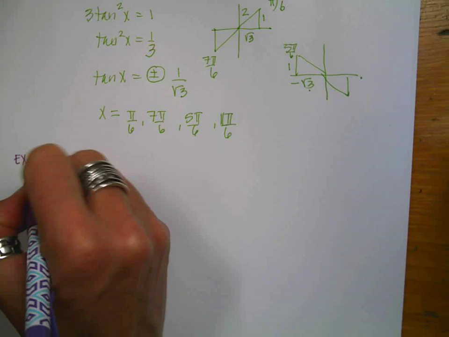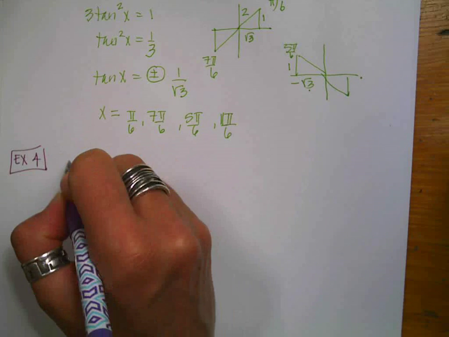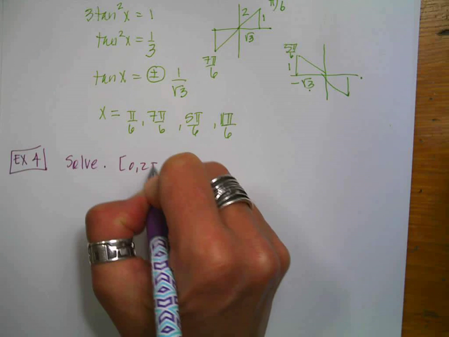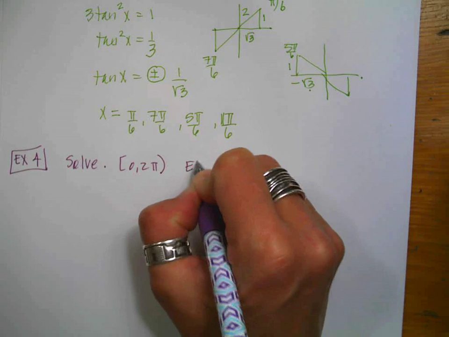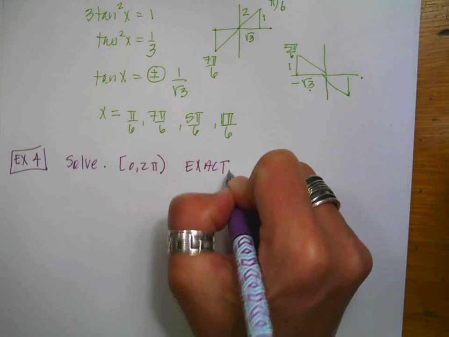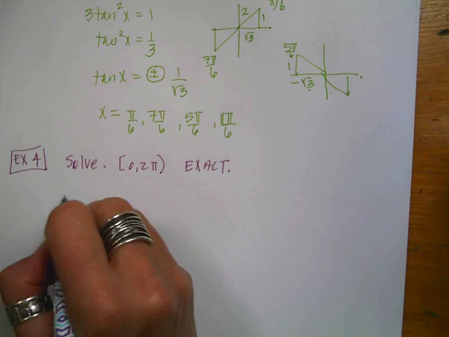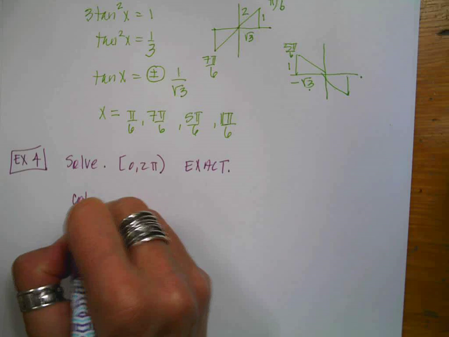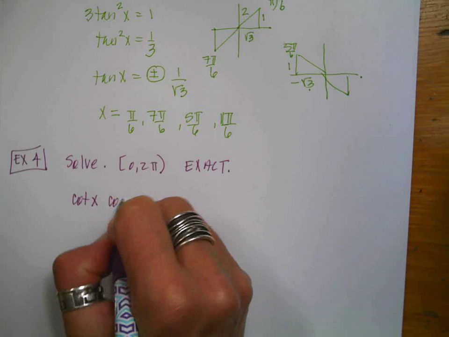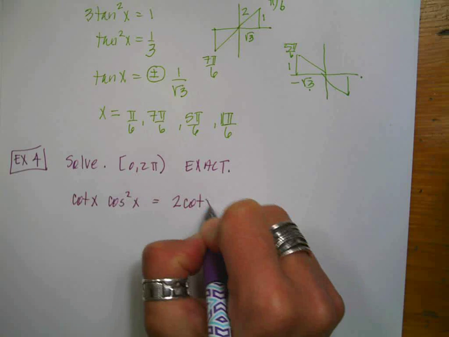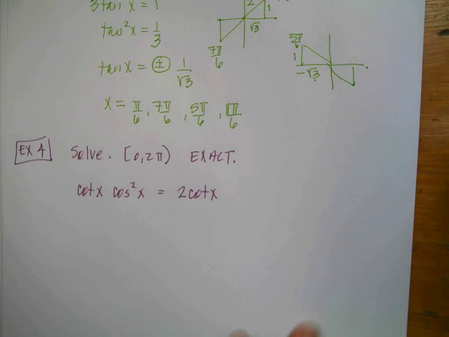Alrighty, example number 4. I want to solve. We always want to solve from 0 to 2 pi, and we're going to have exact if possible. Okay? Alrighty, so in this one, we're going to be given the cotangent of x times the cosine squared of x is equal to 2 cotangent x.